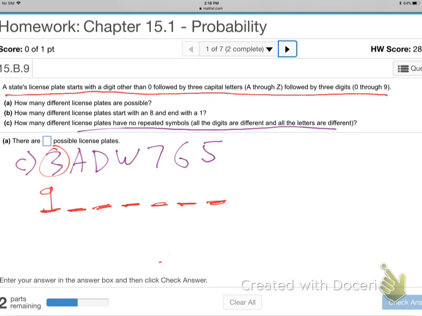Okay, 9 options. Next I chose an A. How many options did I have when I chose A? 26. Well, 26. Yeah, there's 26 letters in the alphabet. Okay, next I chose D. Very good, 25.